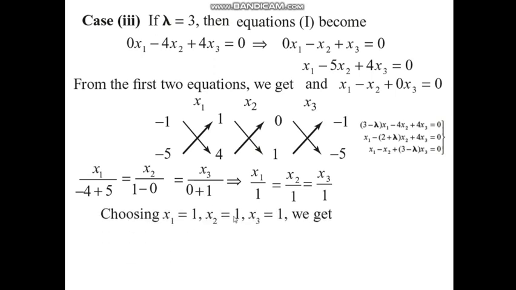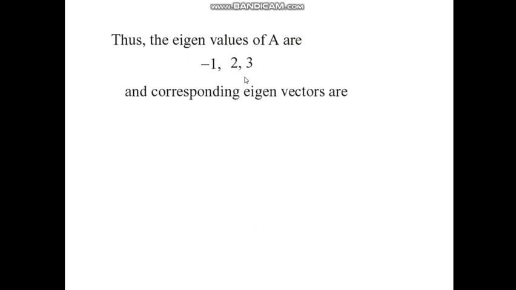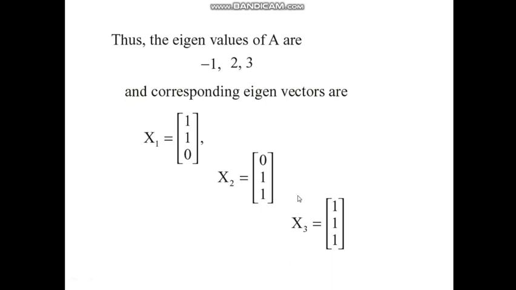Let us choose x1 as 1, x2 as 1, x3 as 1. We get an eigenvector x3 as (1, 1, 1). So the eigenvalues of the matrix A are −1, 2 and 3. Hence the corresponding eigenvectors of the matrix are x1 = (1, 1, 0), x2 = (0, 1, 1) and finally the third eigenvector (1, 1, 1).